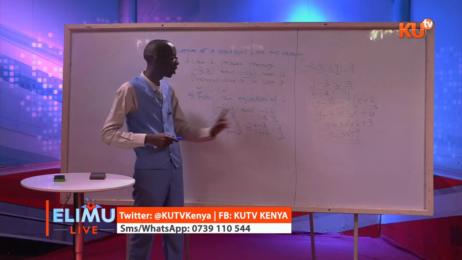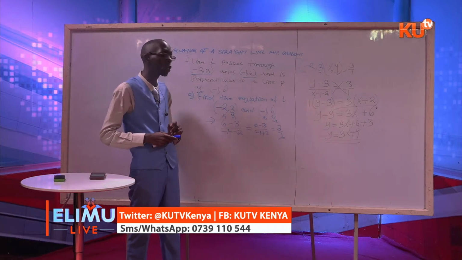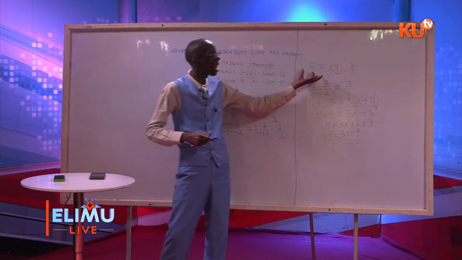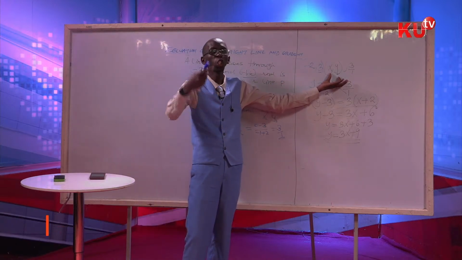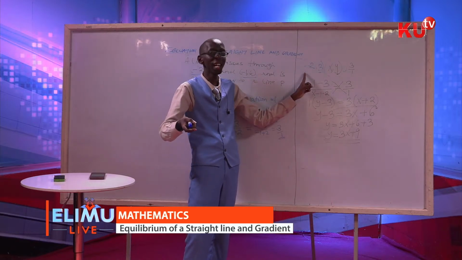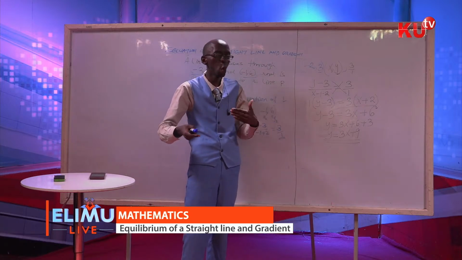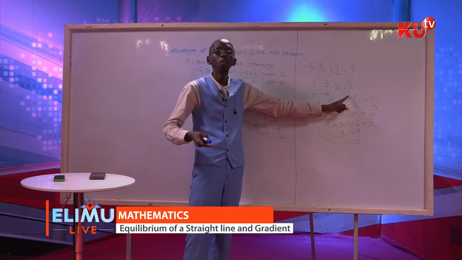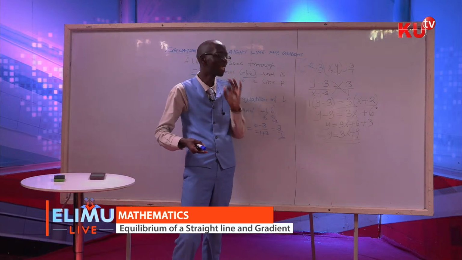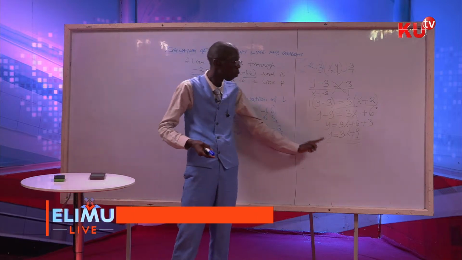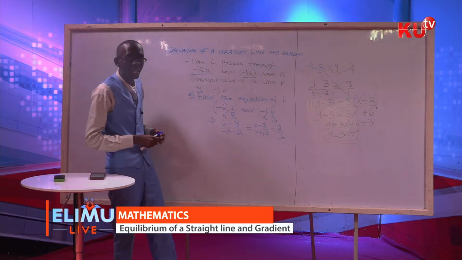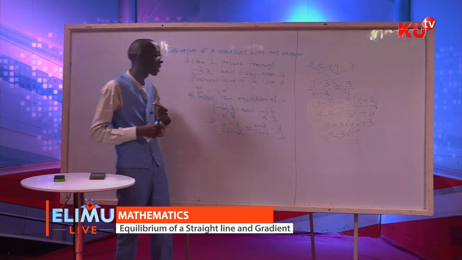y1 over changing x, x2 minus x1. After getting the gradient, pick one of the points given and a general point x, y. Take changing y, y minus 3 over changing x, x minus negative 2 is equal to the gradient, which is 3 over 1. Cross multiply, open the bracket, and get your equation in the form y is equal to mx plus c, which will give us y is equal to 3x plus 9.